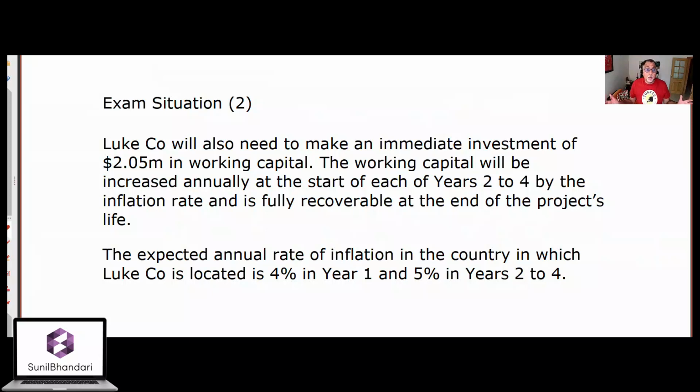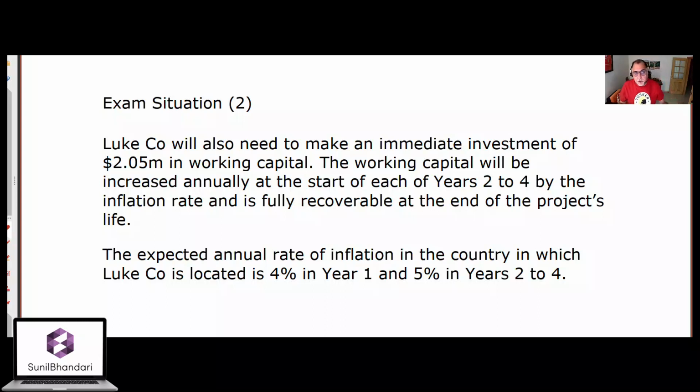So with this second one, Luke Company will also need to make an immediate investment of 2.05 million in working capital. The working capital will be increased annually at the start of years 2 to 4 by the inflation rate and is fully recoverable at the end of the period. Start of year 2 we know is year 1, start of year 3 is year 2, etc. The inflation rate in the countries where Luca is located is 4% in year 1 and 5% respectively in years 2 to 4.